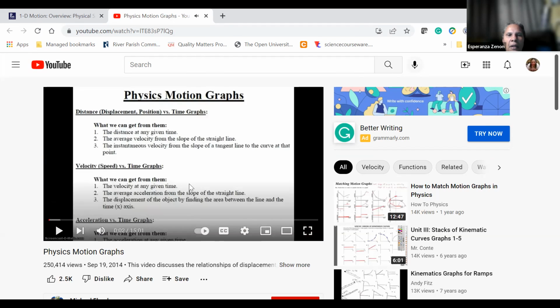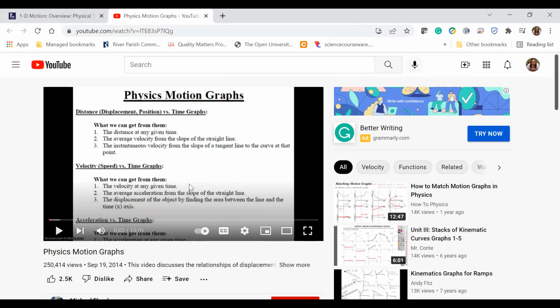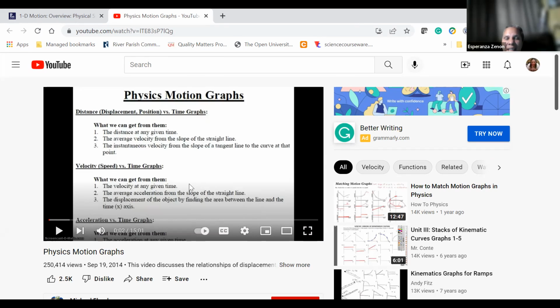And so this video that you're going to be watching and listening to covers some of the different types of motion graphs that you'll utilize to help describe a moving object. Okay, we're not going to do all of them, just a few of the very basic ones.